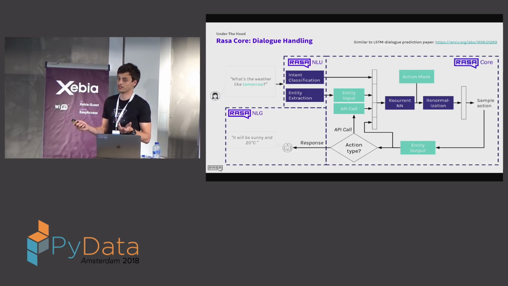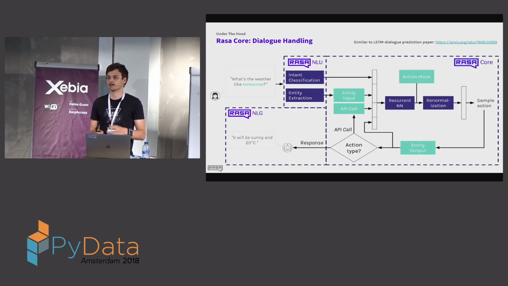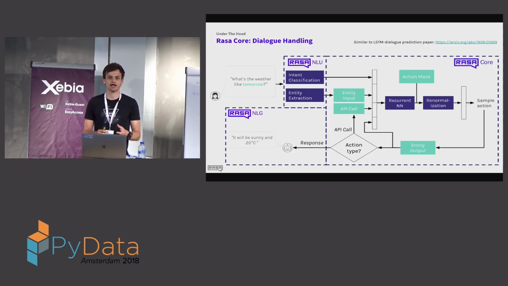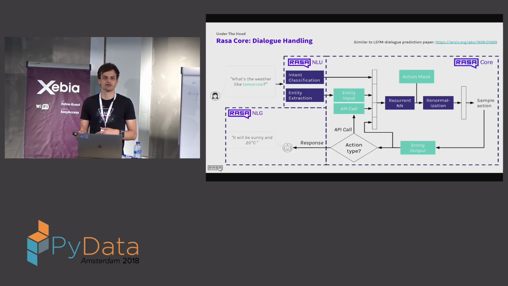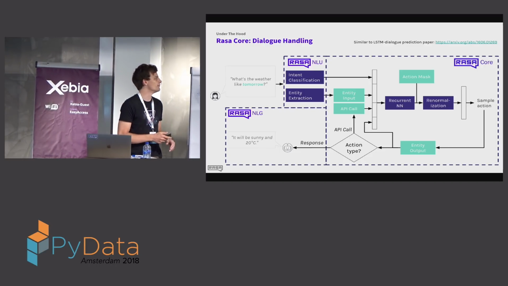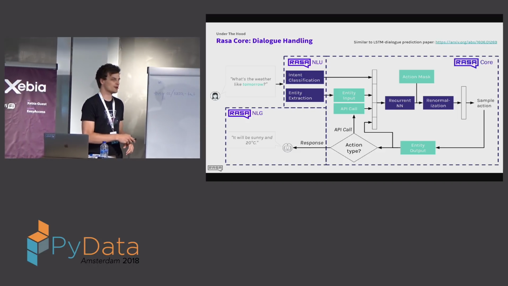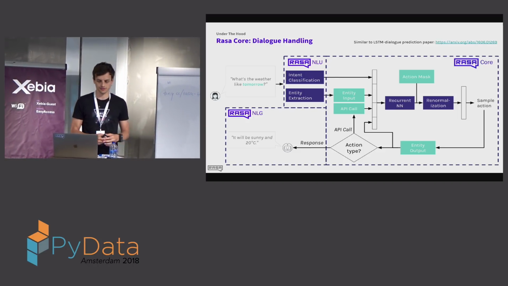Actually, it's 3 because the last action we predict is action listen. This is a special action. Once we predict that, we wait for the next user input. This is our sign that tells us, okay, stop the prediction for now, wait for the next user input.